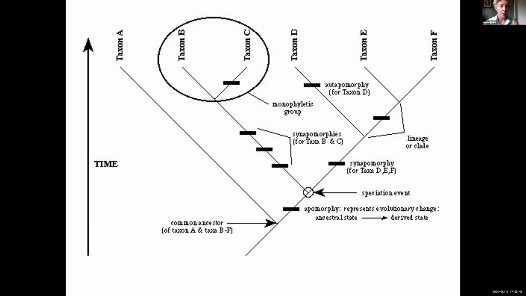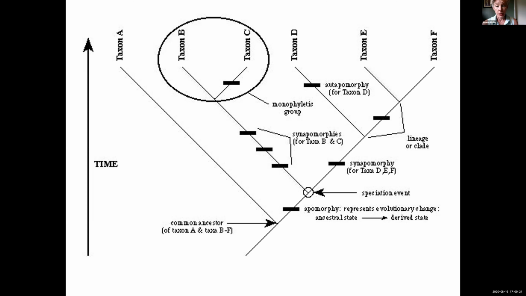So we have these little black bars on this diagram, and if we look here, we see that this black bar is representing what's called an apomorphy. And an apomorphy is going to represent the fact that there was an evolutionary change in a characteristic. On this tree diagram, we're assuming that there is an ancestor that we might find in the fossil record that's down here. And we can know what characteristics it had based on looking at its skeleton or inferring from other evidence that we have.